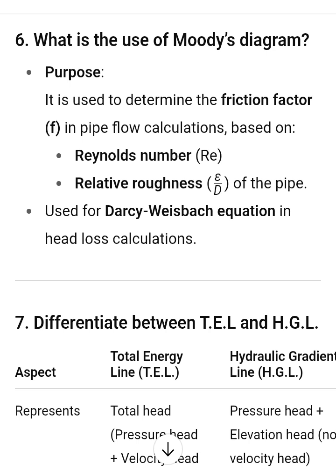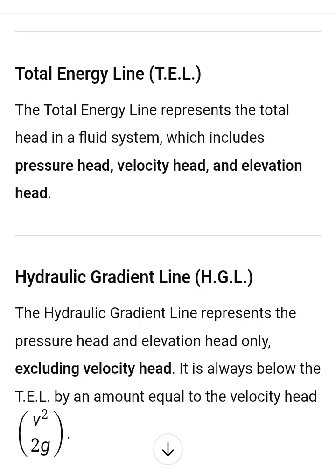The seventh one: define TEL and HGL. TEL means total energy line and HGL means hydraulic gradient line. First, the total energy line represents the total head in a fluid system, which includes pressure head, velocity head and elevation head. That is the total energy line.